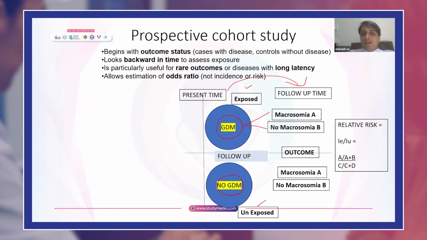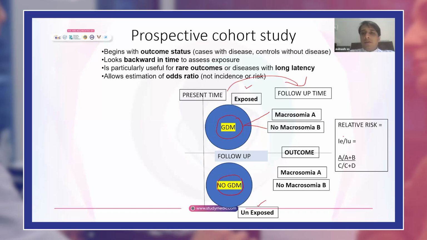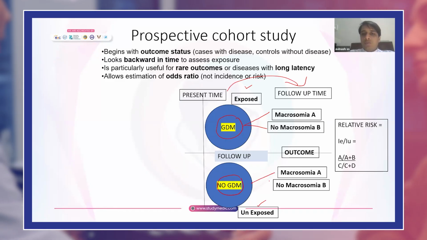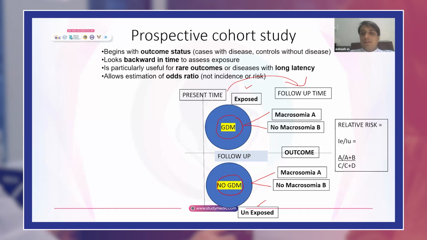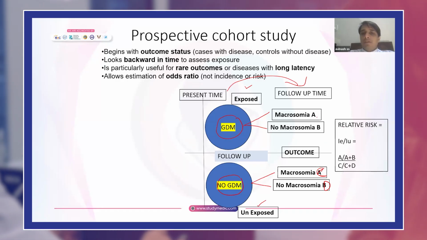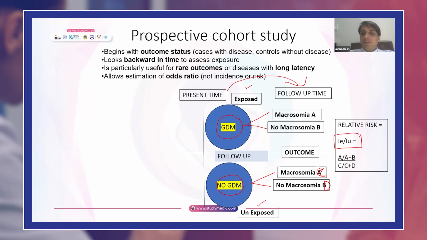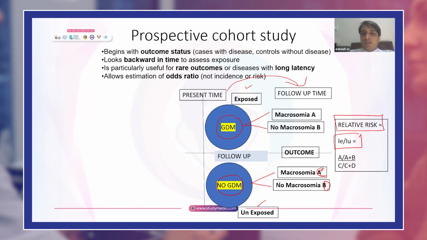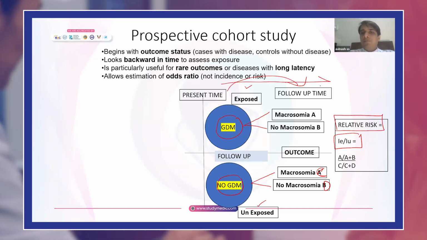We follow them up to see whether the neonates develop macrosomia or not, using the neonatal birth weight. This is what we collect, neonatal birth weight, and we use that. Similarly, the controls, that is the unexposed people, are also followed up, and we collect the data and see whether they develop macrosomia or not. Similarly, we calculate the incidence of macrosomia in GDM, A by A plus B, divided by the incidence of macrosomia without GDM, C by C plus D. The ratio becomes the relative risk. And you can see we are following them up in time into the future.